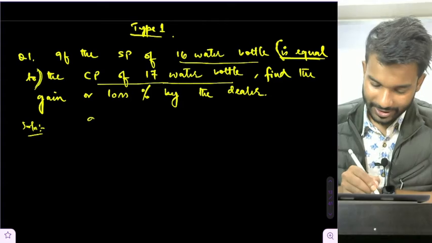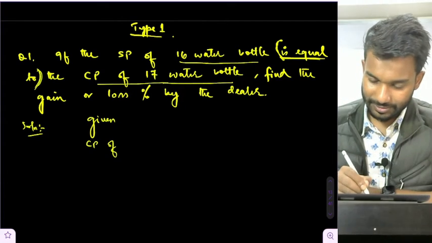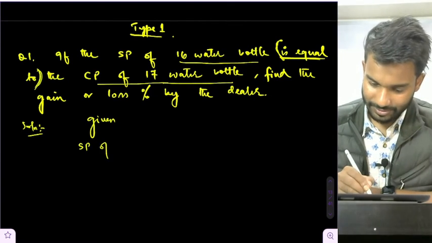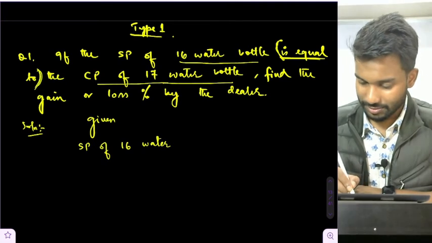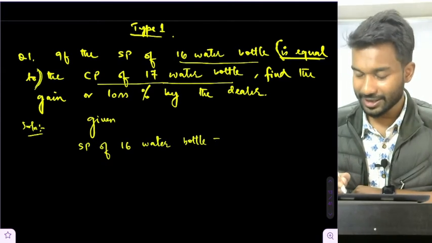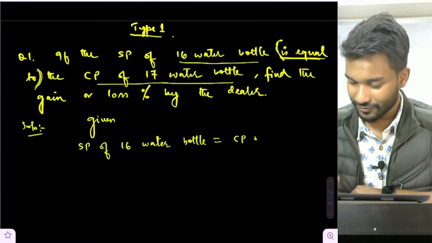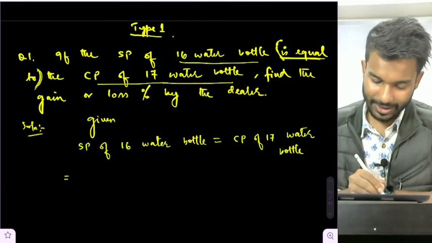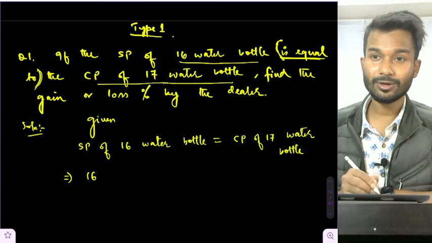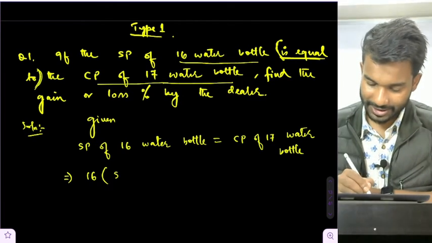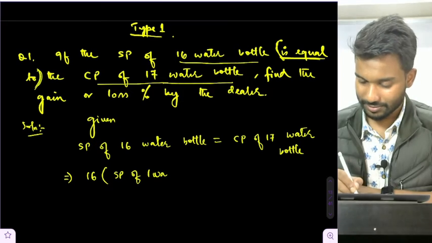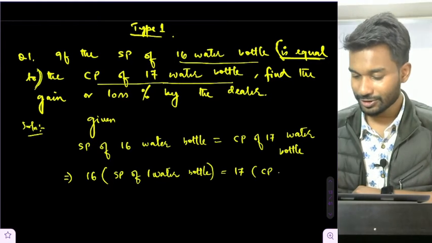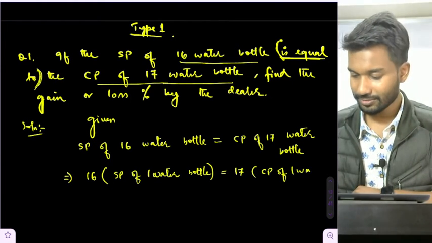So what is given? Given selling price of 16 water bottles is equal to, I am writing symbolically, cost price of 17 water bottles. You can take 16 common from here. I am taking 16 common. So what shall I get? 16 I can write selling price of 1 water bottle. 17 I am taking common. It will be cost price of 1 water bottle.